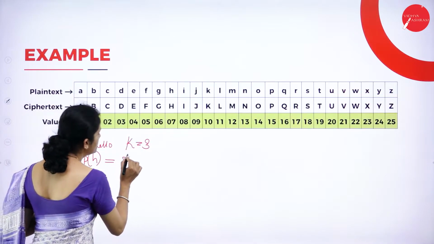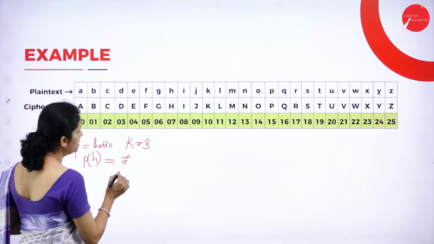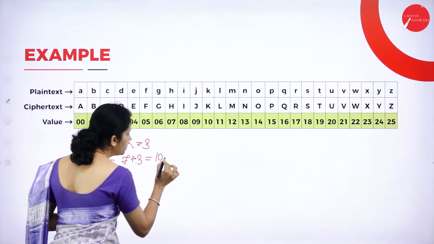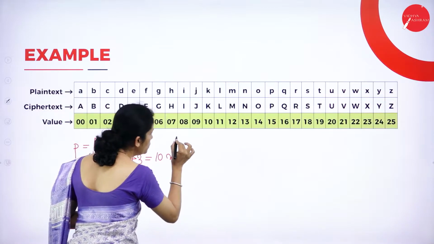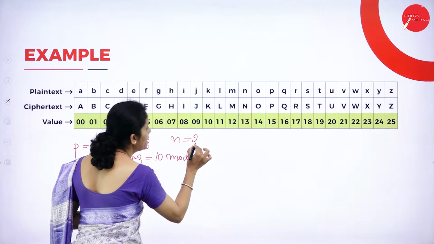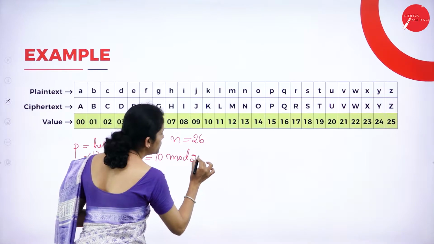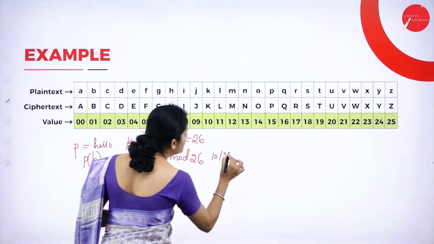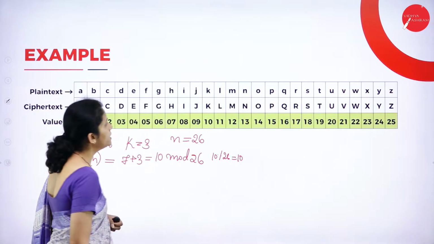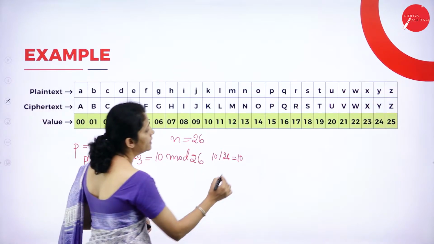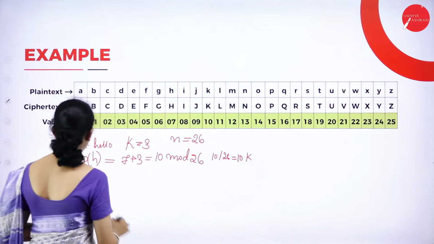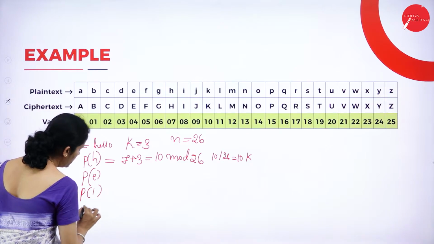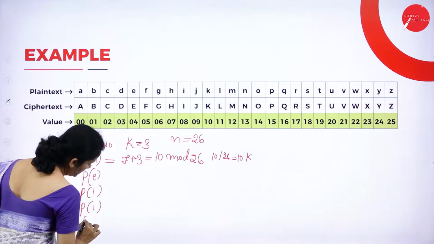Now, what I want to do, I'm having P of H equal to, what is the H value? It is 7. Okay, 7 plus 3 equal to 10 mod, what is N value? Here N is nothing but alphabet range. It is 26. So I'm going to get 10 mod 26. It is 10. So what is present at the position 10? It is K.